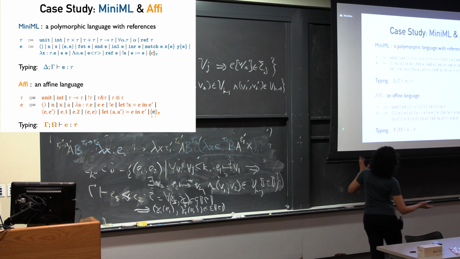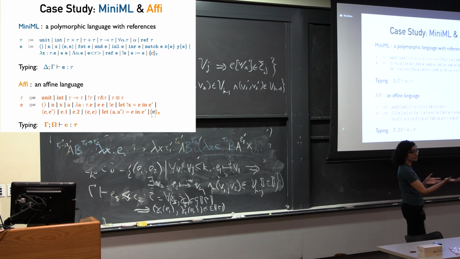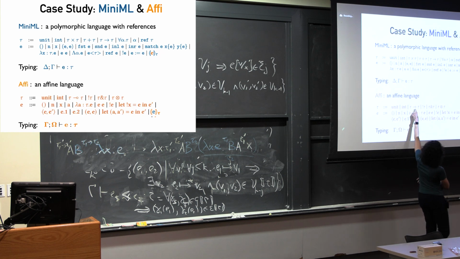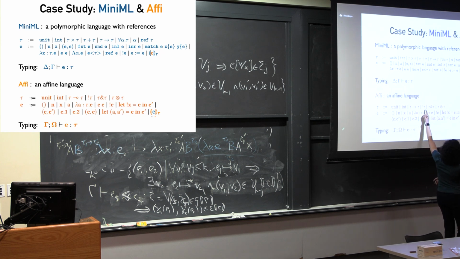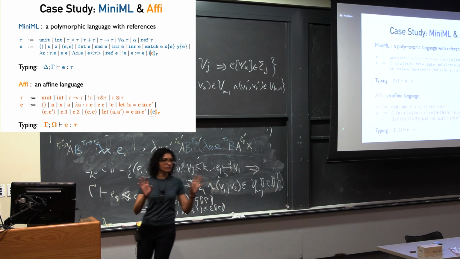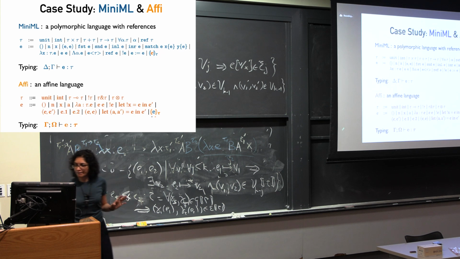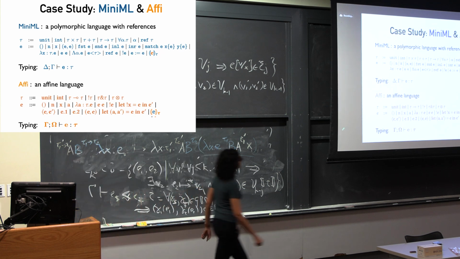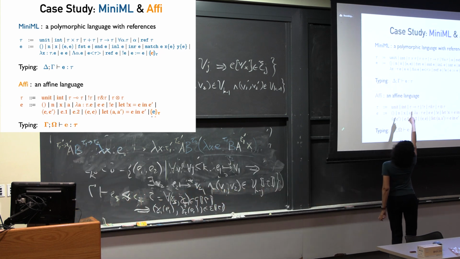Okay, so my mini ML just has unit, int, pairs, sums, functions, polymorphism, references. I didn't even show you polymorphism, but it won't matter too much for this talk. My affine language has lolly, right? So affine functions, unrestricted types, and lazy and additive and multiplicative pairs. Frank has been talking about these, so you understand how they basically work, right? The interesting thing to say here is, as far as judgments go, the delta has my polymorphic variables alpha, but I haven't talked about polymorphism, I know.